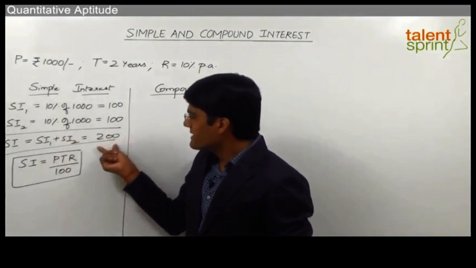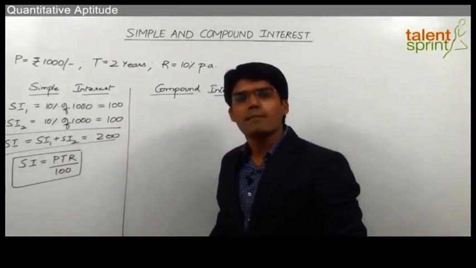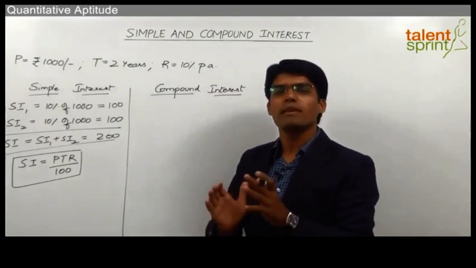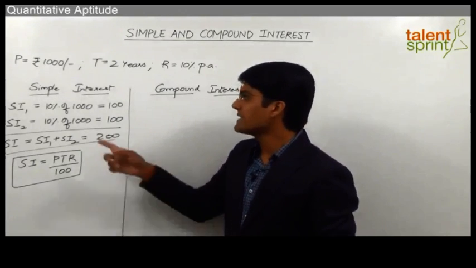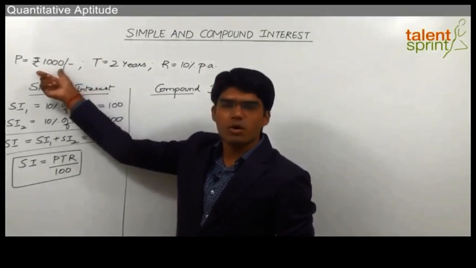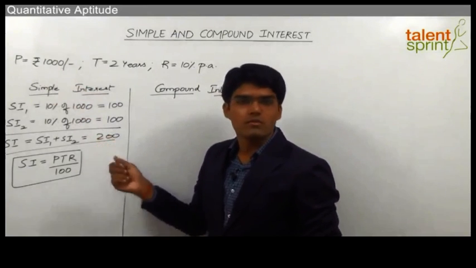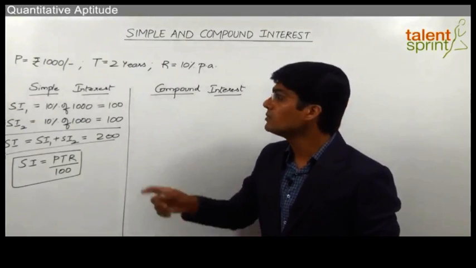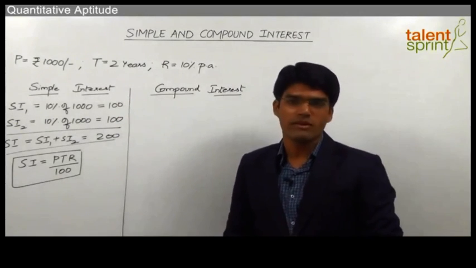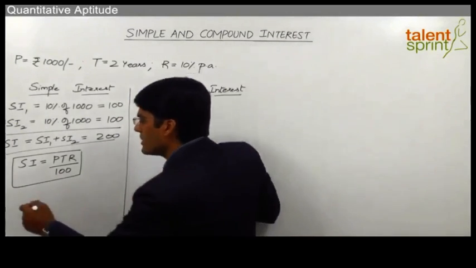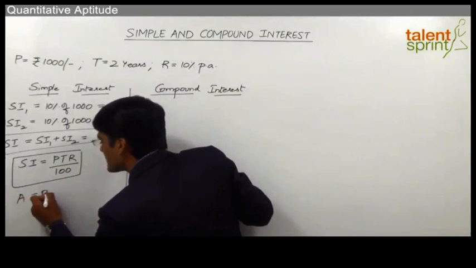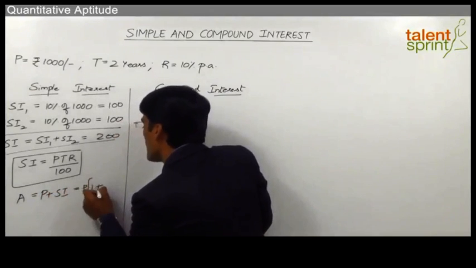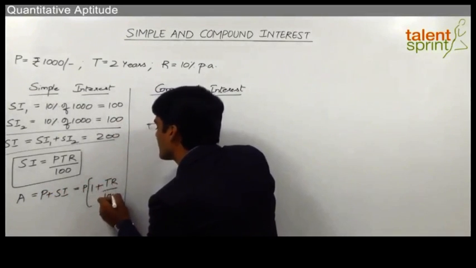Apart from the interest, there is one more term which is known as amount. Amount is nothing but the total money which the borrower pays to the lender. For example, as in this case, 1000 rupees have been borrowed and the interest accrued is 200 rupees. So the total amount which the borrower has to pay to the lender will be equal to 1000 plus 200, that is 1200 rupees. So the total amount can be taken as principal plus simple interest. And if we take P common, we get P into 1 plus TR by 100.